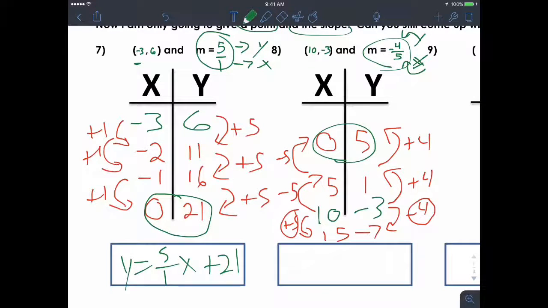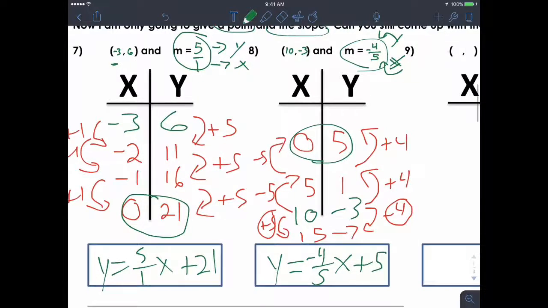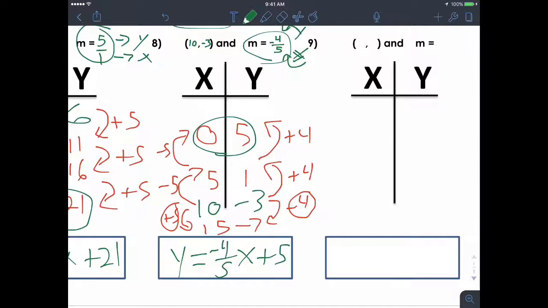So now we can do what we did in 1, 2, and 3 and just write our equation. This equation is y equals -4/5x plus 5. Okay? So let's go ahead and look at number 9. All right, and we have the point (4, 4), and then we have the slope of -5.